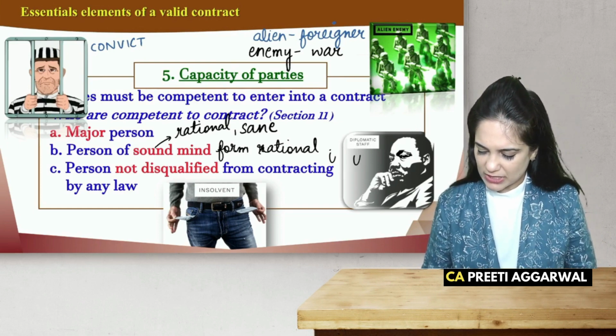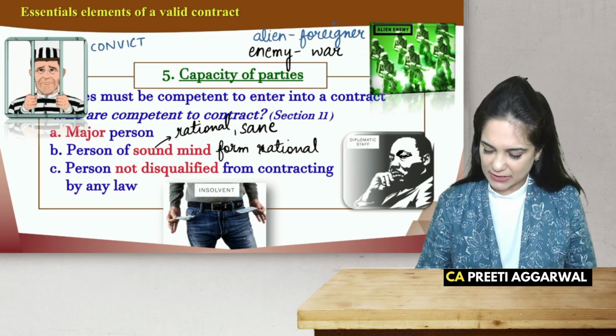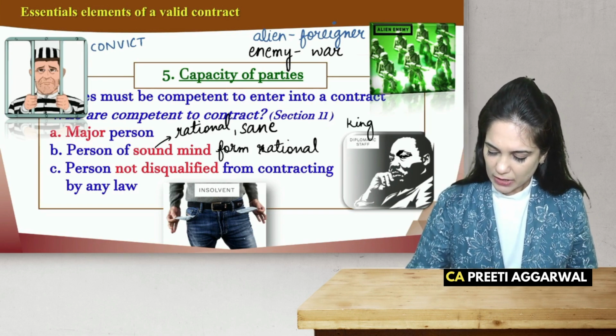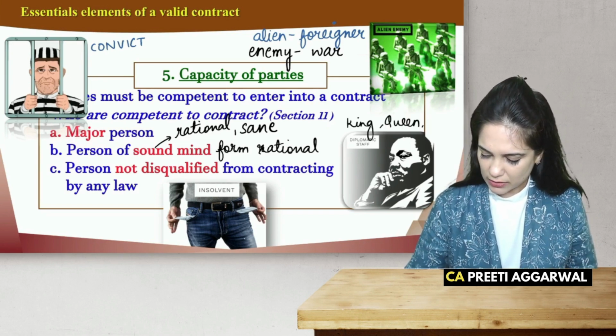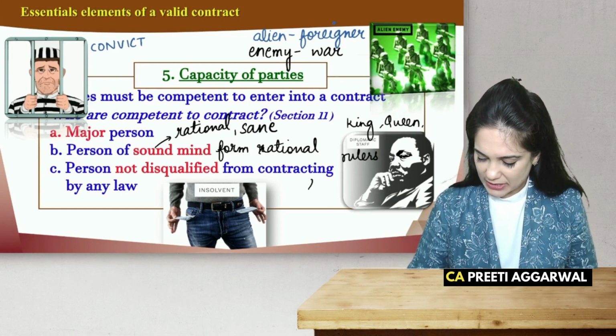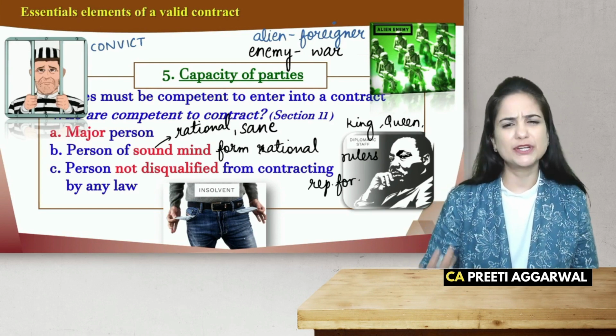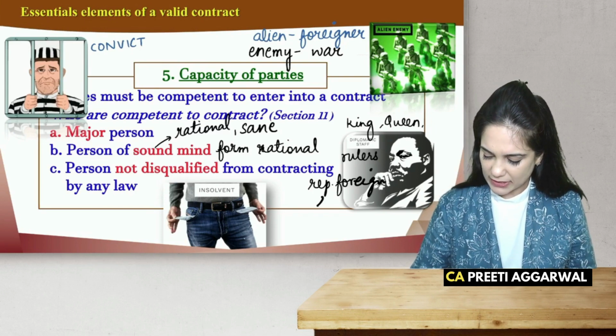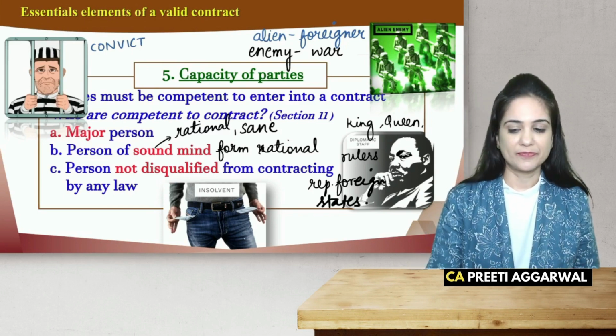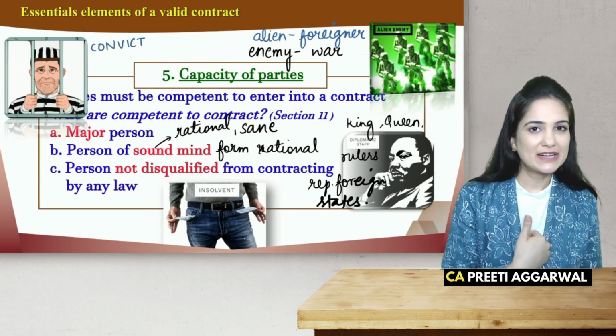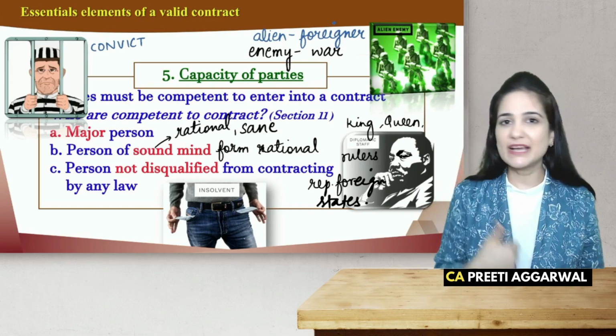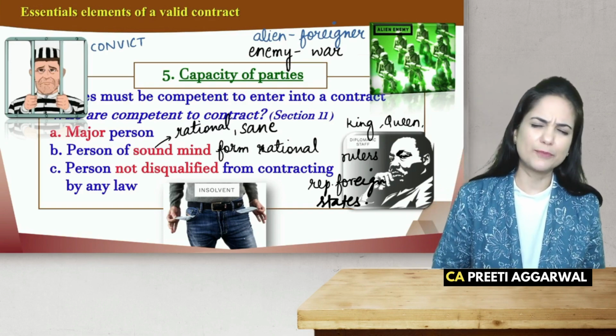Okay, what about these diplomats, foreign sovereigns, ambassadors? This includes king, queen, monarch, rulers, representatives of foreign states. Everything is mentioned in your notes. No need to write down. Foreign states have immunity. They can enter into contract with us. They can file a case against us, but we can't file a case against them except with the approval, consent of the central government.